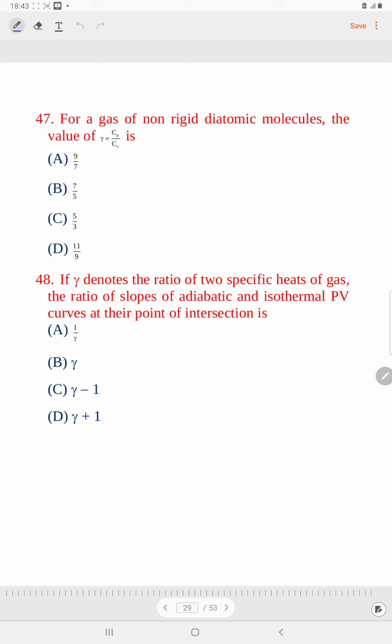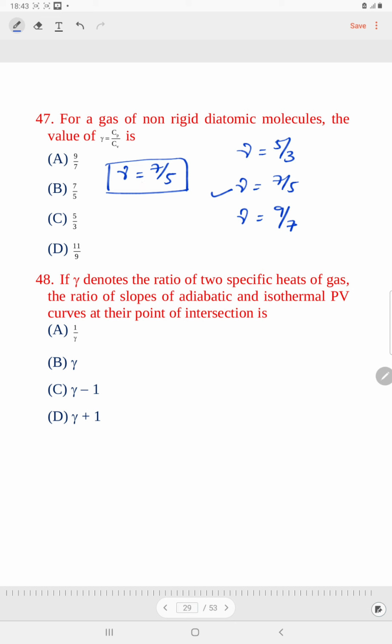Next, for a gas of non-rigid diatomic molecules, the value of gamma is 7 by 5. Okay, for diatomic gas molecules, gamma is 7 by 5, because for a monoatomic it is 5 by 3, for a diatomic it is 7 by 5, for a triatomic it is 9 by 7. So diatomic it is 7 by 5, option B.